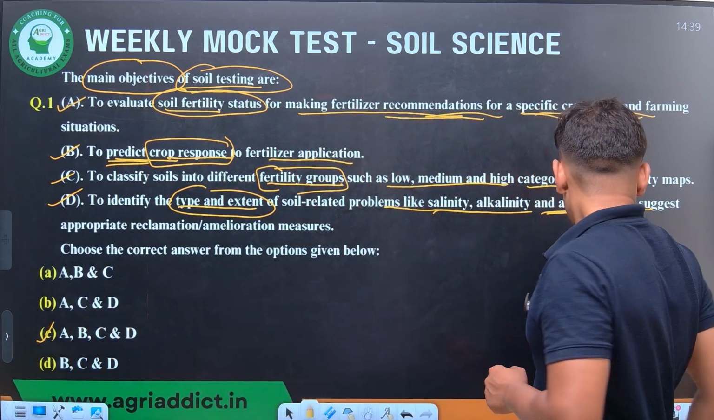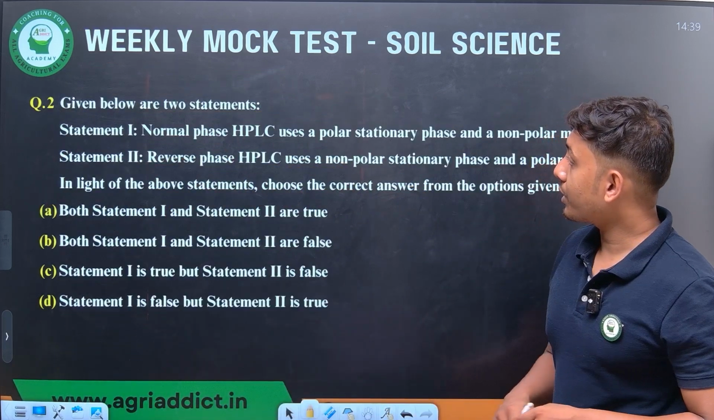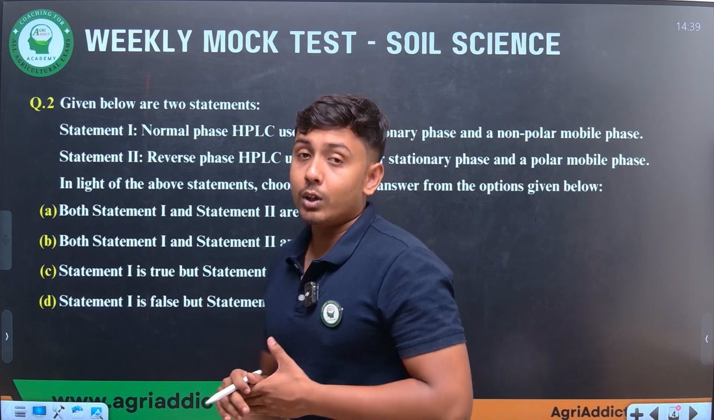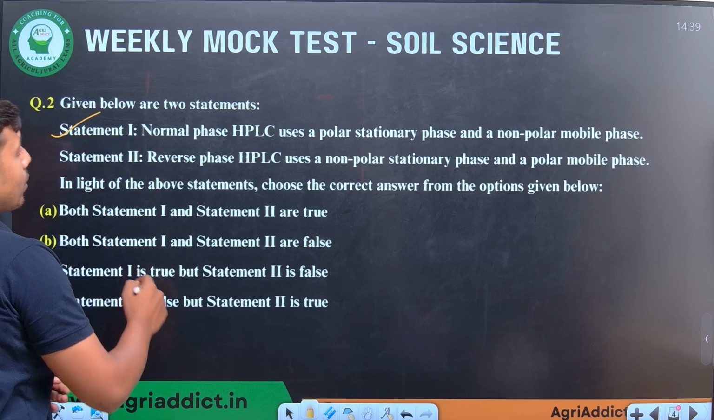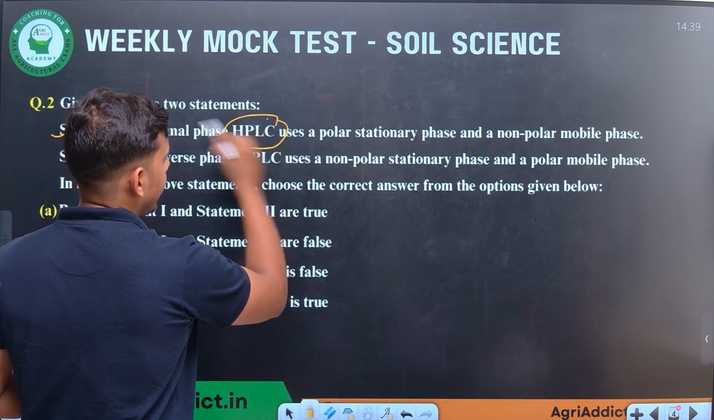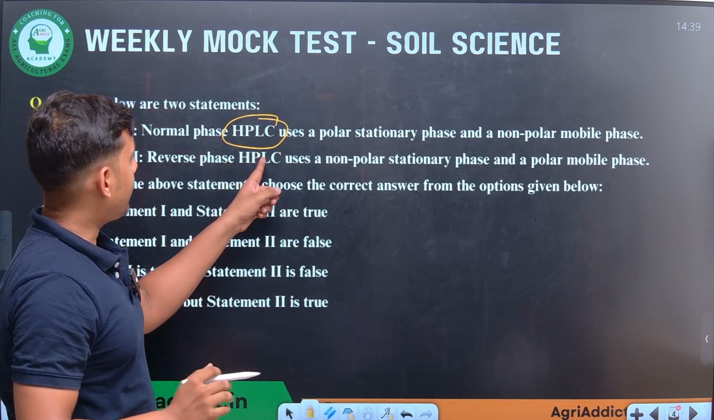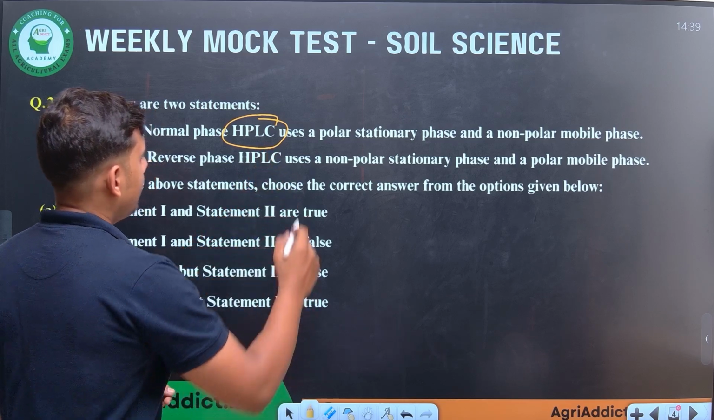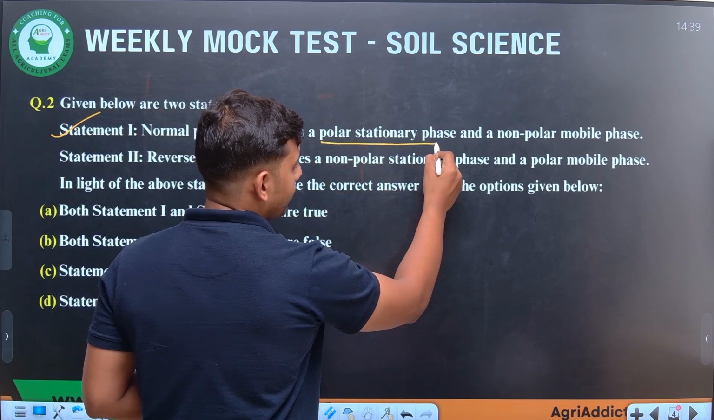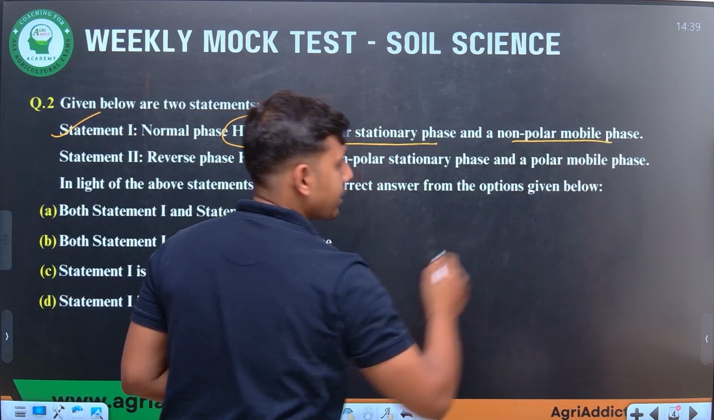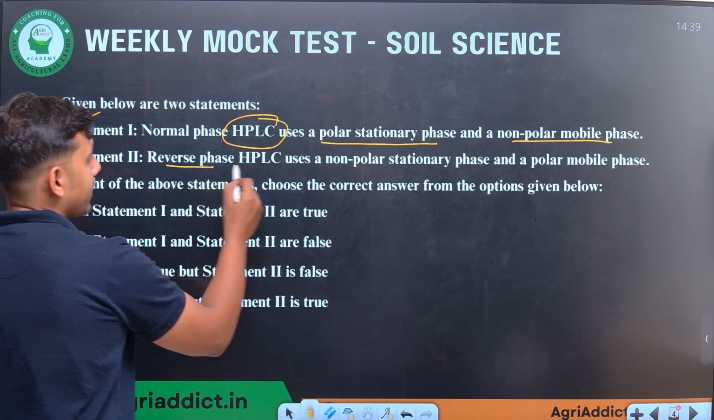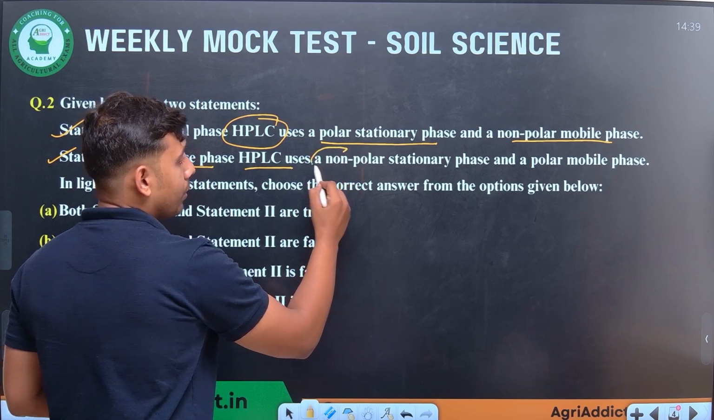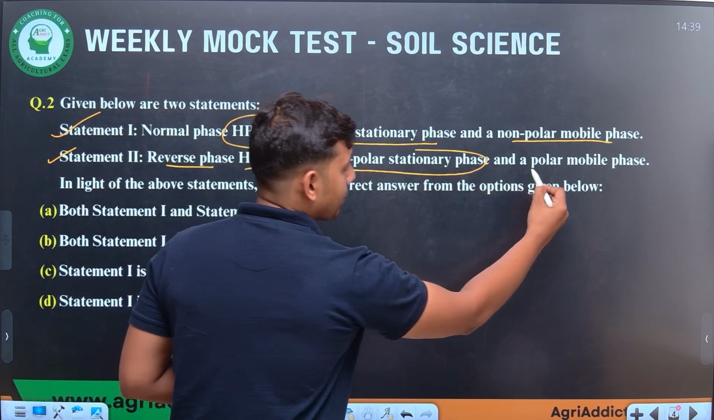Okay, let's come to the next question. Given below are two statements. Let's see one by one. Statement one: normal phase HPLC. HPLC is high pressure liquid chromatography. It uses a polar stationary phase and a non-polar mobile phase. Next, statement 2: reverse phase HPLC uses a non-polar stationary phase and a polar mobile phase.